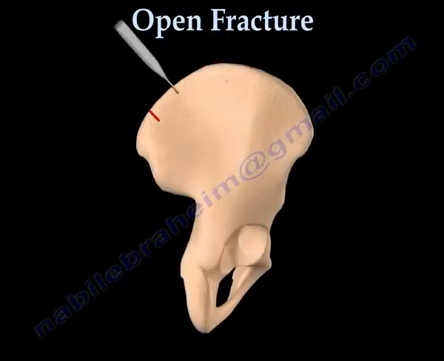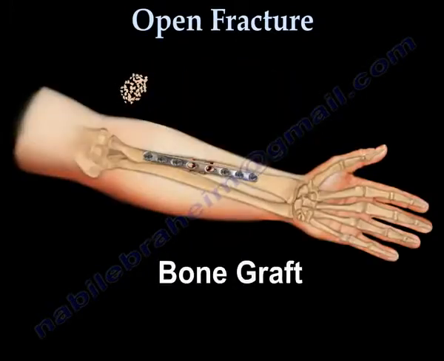Bone graft is obtained from the pelvis. The pelvis has a large reserve of bone that can be utilized. The bone that is harvested is cut into pieces and then added to the fracture where needed.